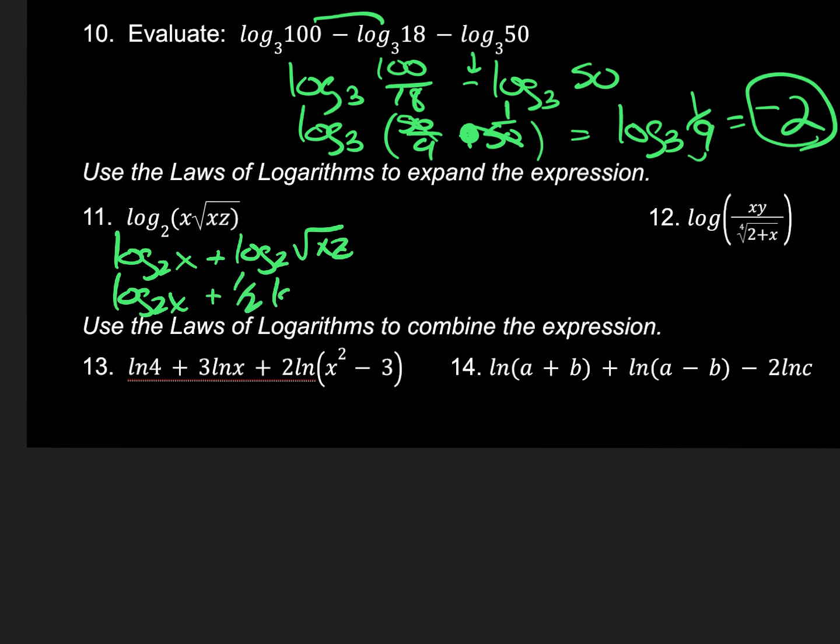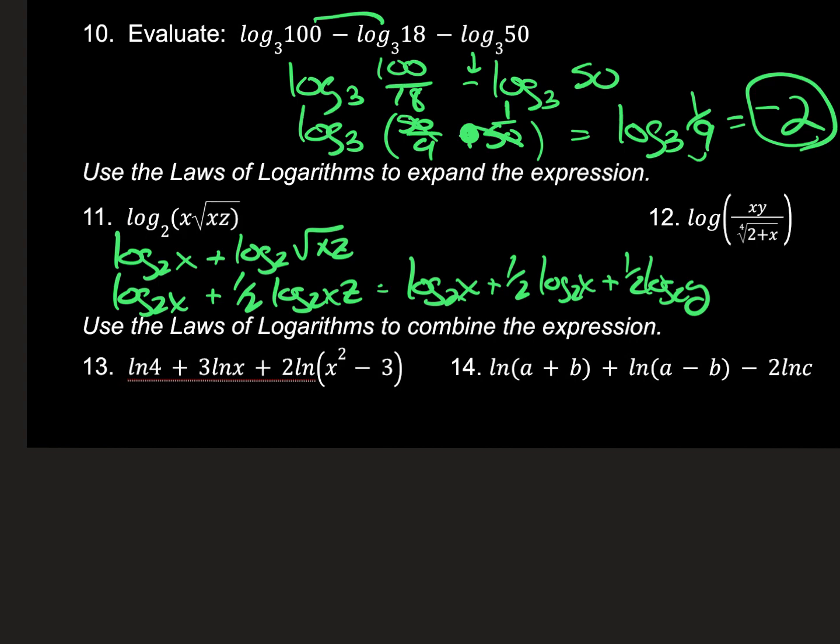1/2 log base 2 xz. Now, they also don't want you to keep the x and z combined, because they want you to expand it as much as you possibly can, which kind of sounds crazy, but that's what they want you to do. So to finish up, I'm going to say log base 2 x plus 1/2 log base 2 x plus 1/2 log base 2 y. And that's about as far as you can expand that thing right there. Yeah, let's just leave it there.